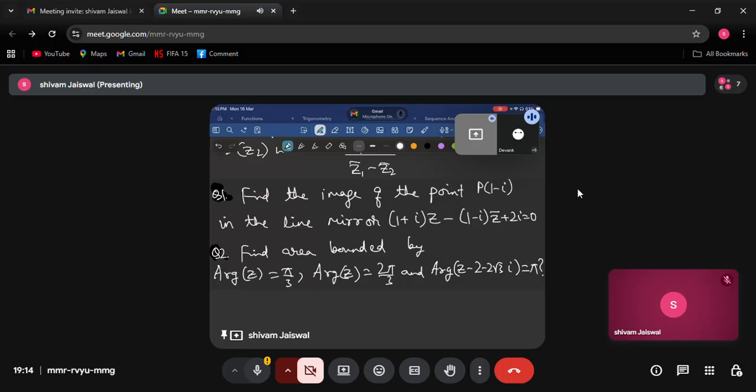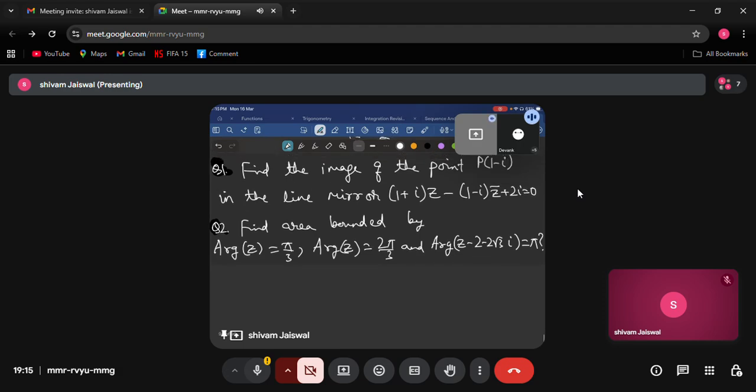Okay, so everyone, I'm solving the first one. Pay attention. As I told you, you have to convert it into the Cartesian form, and then you find out the image. First of all, in the Cartesian form, what is the point? The point is given as 1 minus iota. What is the point in the Cartesian form? 1 comma minus 1. Next, we need to find out the image of this point over this line.